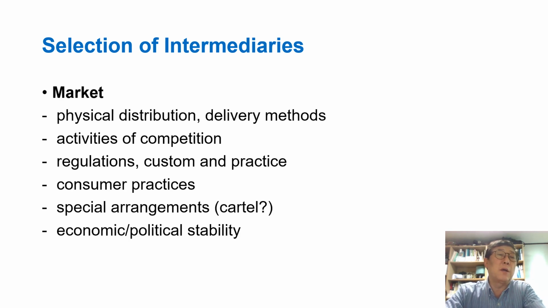And the second one is market. This includes physical distribution and delivery methods, competition activities, regulations, customs and practices, consumer practices, special arrangements such as cartels, and economic and political stability. Based on these factors, if you go to the US market, the China market, or the African market, you have to select different types of intermediaries.